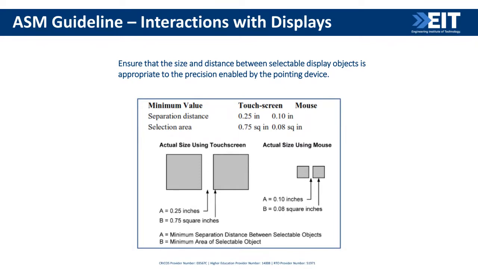or he selects the inappropriate object and gets the incorrect information. So that level of display segregation, like the minimum separation distance between the selectable objects. For example, for a touch screen, they say it is 0.25 inch, compared to a mouse, where it is 0.1 inch. And then the minimum area of the selectable object, what is recommended for a touch screen is 0.75 square inches, as compared to using a mouse, which is 0.08 square inches.